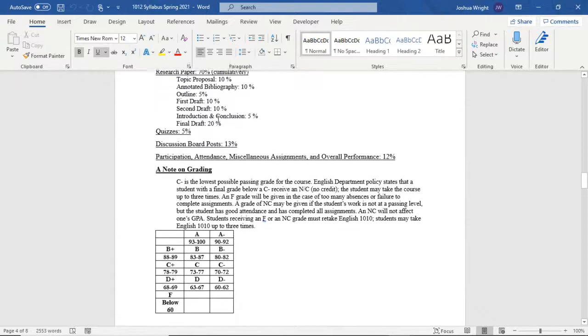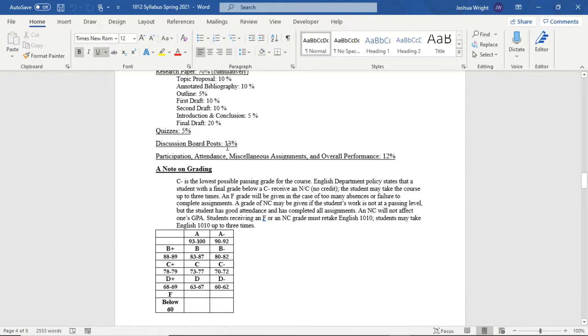Outlines 50 points. The quizzes are altogether 50 points, 5% of your overall grade. So again, it's not something to stress out about. The quizzes, they're meant to be easy. They're meant to be kind of a gimme. As long as you do the readings, they're meant to be a gimme.